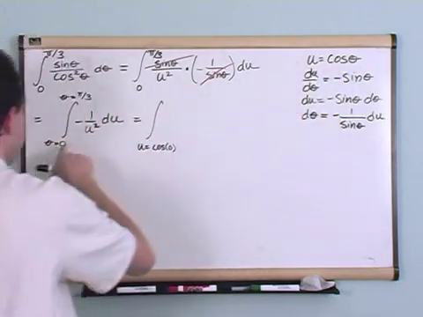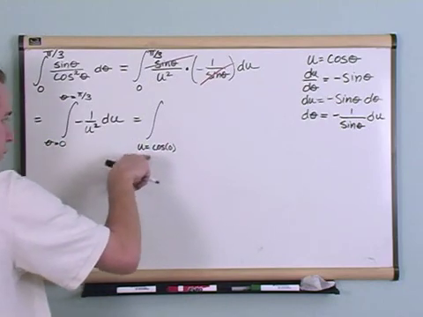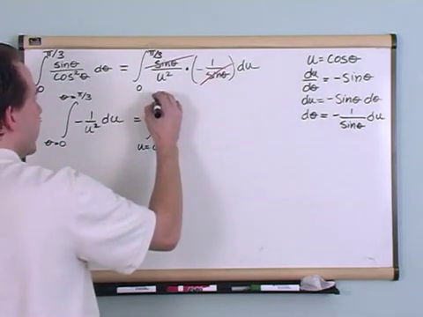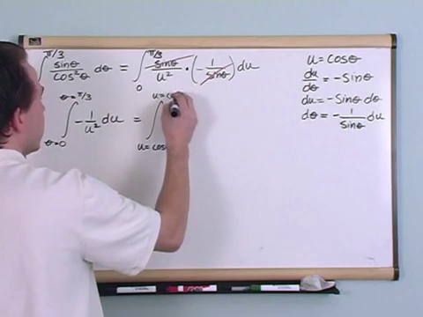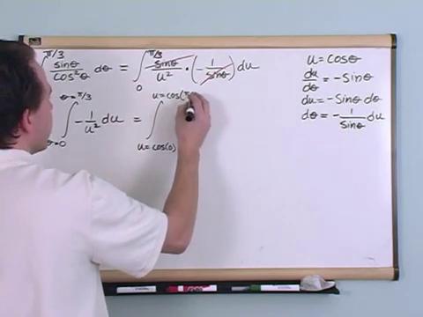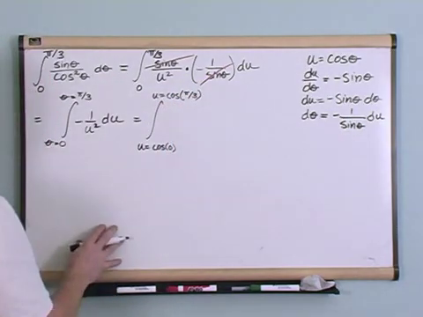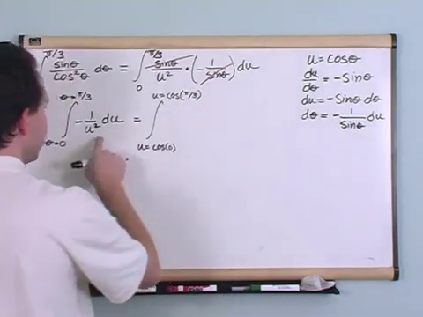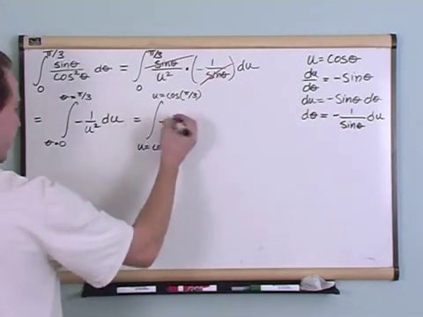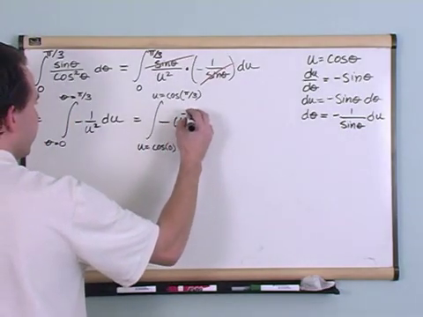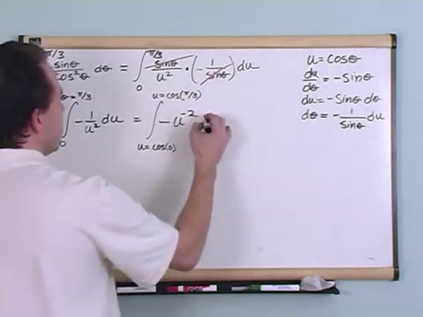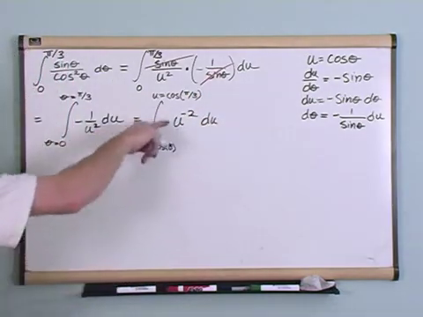U is equal to cosine theta. Theta is equal to 0, so I've got u is equal to cosine 0. And then u is equal to cosine of pi over 3. Okay? And then in the integrand, I'm not going to do anything, but I'm going to write it as u to the negative 2 du.